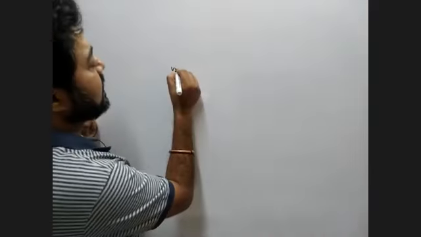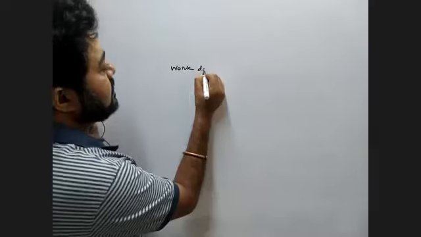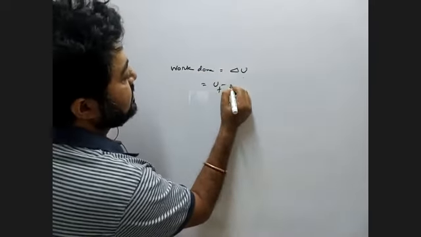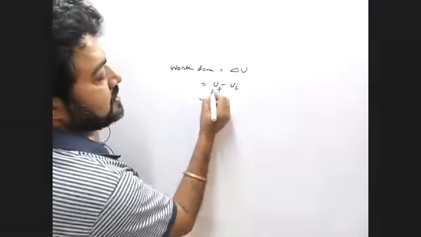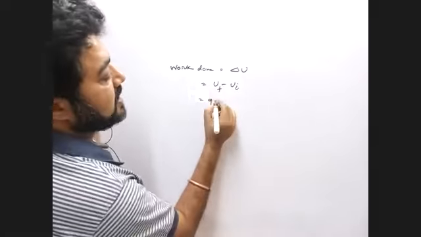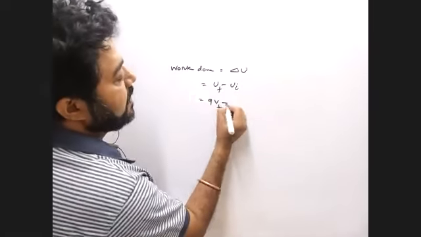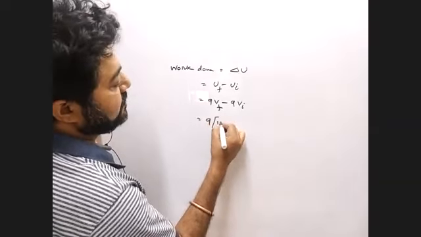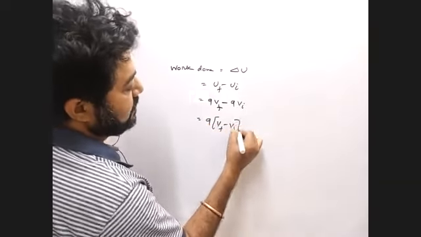So from that, see, suppose work done, we can write change in potential energy, that is the final minus initial. Now, what do you mean by the final potential energy? That is the charge into final voltage minus charge into initial voltage. So we can say charge into voltage final minus voltage initial.